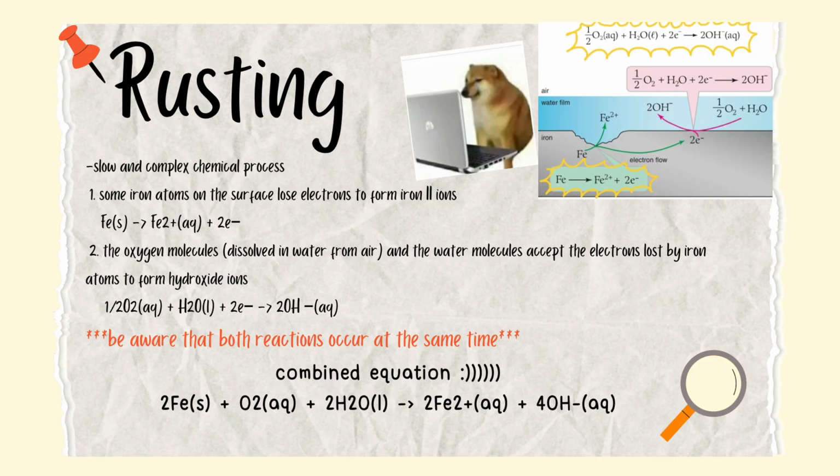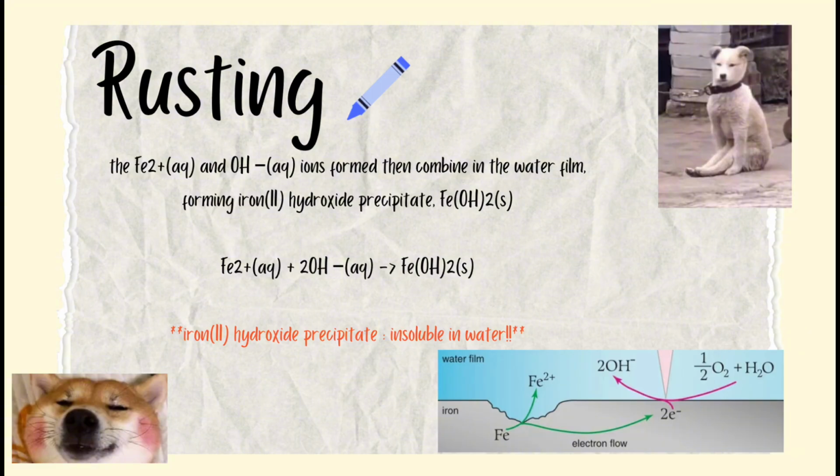In the initial stage, some iron atoms on the surface lose electrons to form iron-2 ions, while the oxygen molecules from air dissolve in water, and the water molecules accept the electrons lost by iron atoms to form hydroxide ions. Be aware that both reactions occur at the same time, so we can combine these two chemical equations together. Then the iron-2 ions and hydroxide ions combine to become iron-2 hydroxide precipitate.